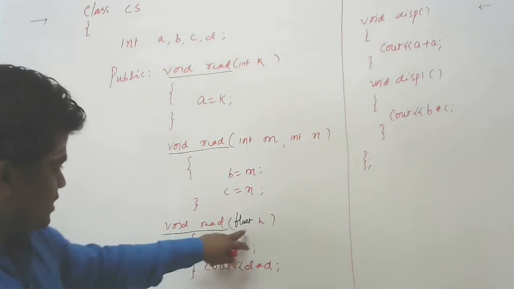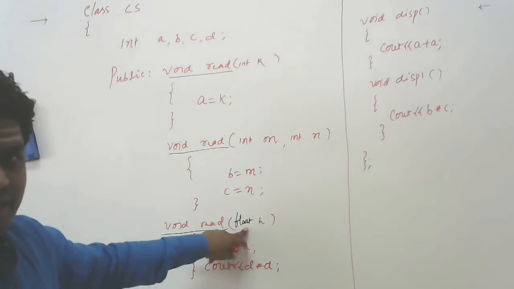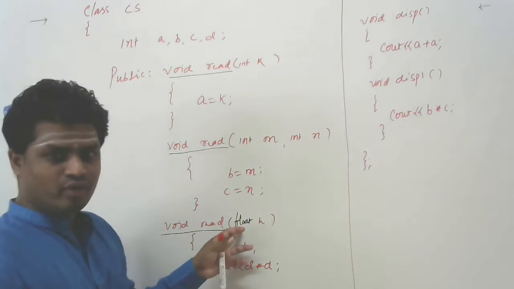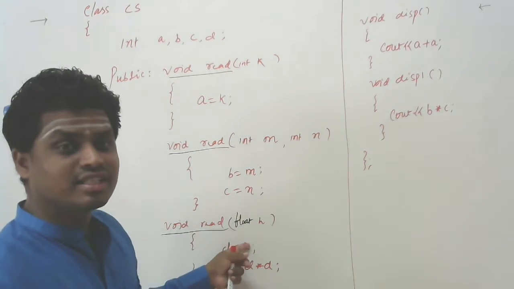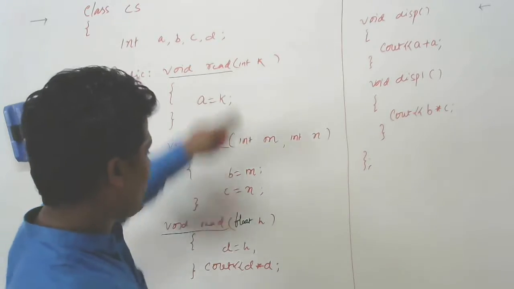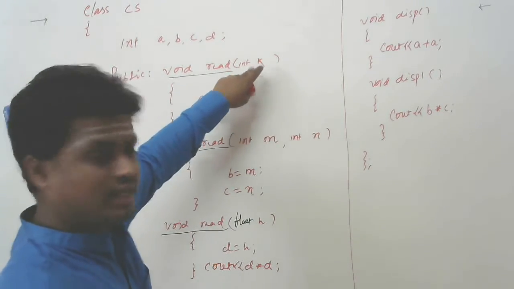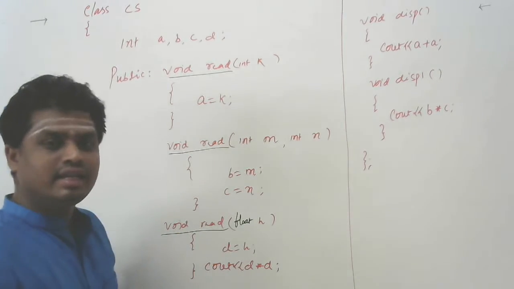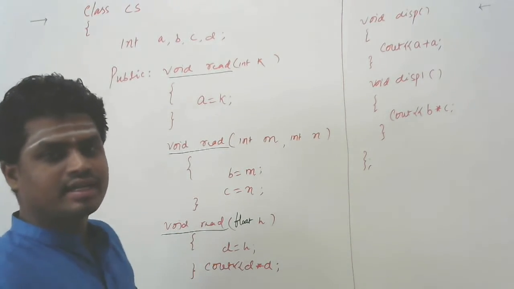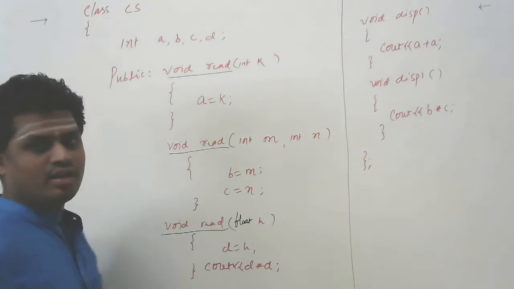But at last, only the int has been changed, right? Void read. Before it was int, now I have made it float. Why? Because when you have one argument, you have already defined it with one argument of data type int. Here it should not be int. Here it is supposed to be another data type. For that reason, I have taken float.